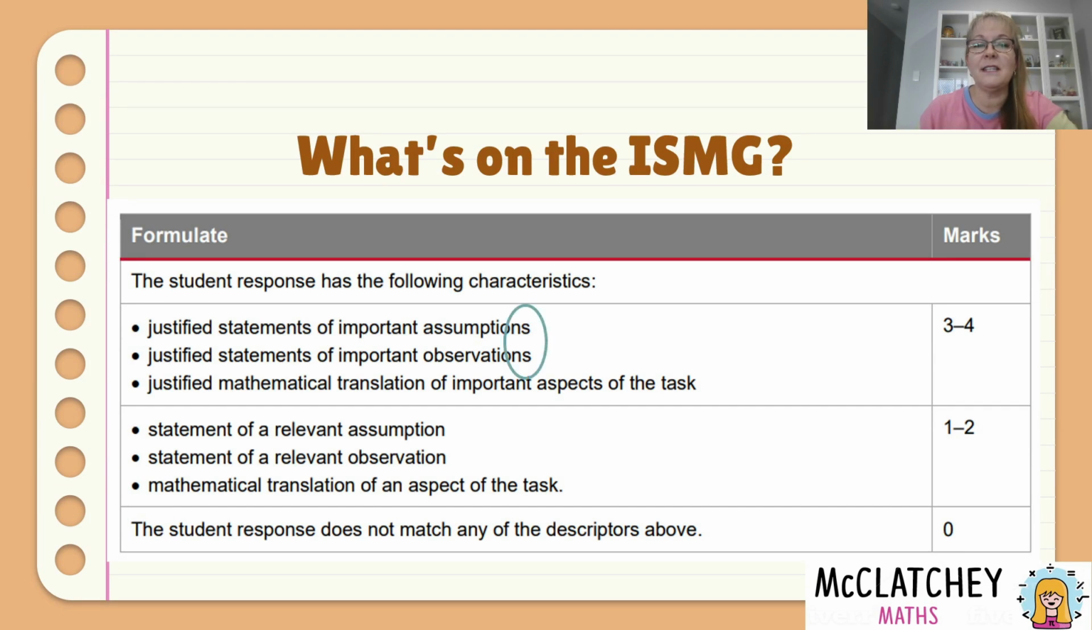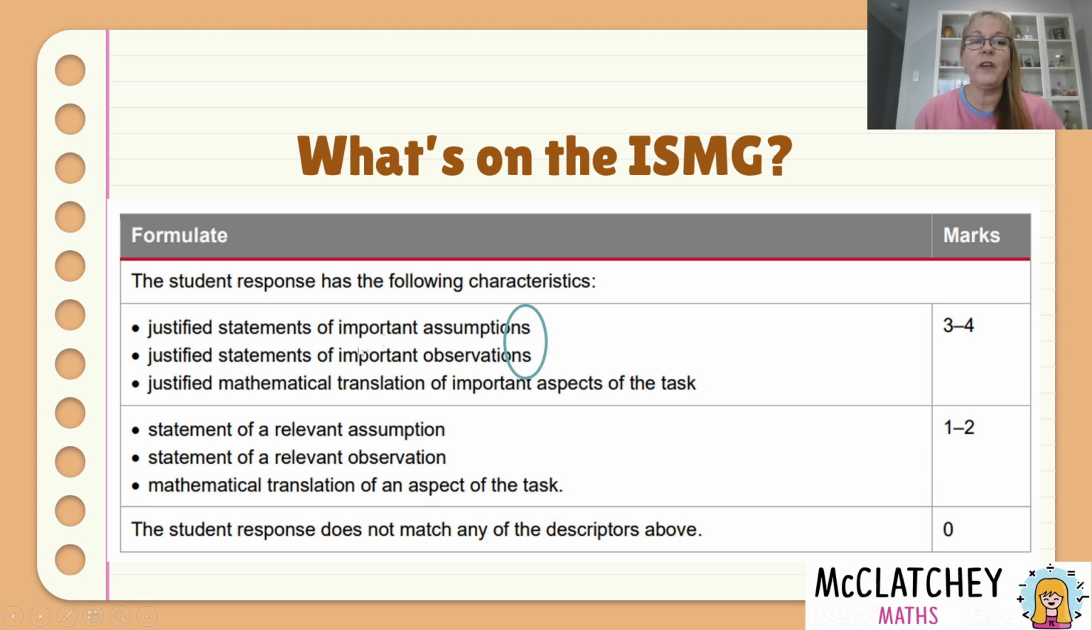Here is where our focus is today, on these two particular points: justified statements of important assumptions, and justified statements of important observations. There are a few little changes this time around. We've got this word justified instead of documented. It virtually means the same thing, but this is more language that we're used to seeing right across all of our syllabuses. We're used to being asked to justify. It's a cognitive verb, whereas documentation had a bit of confusion around it. So the QCAA has updated the language to make it more student-friendly.